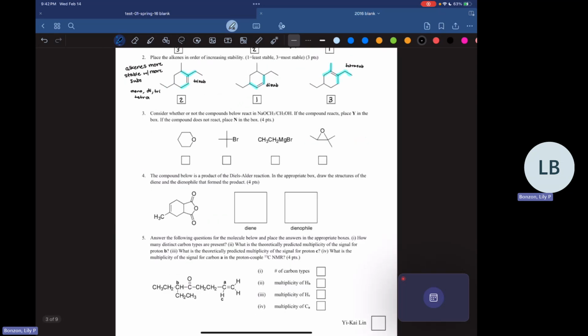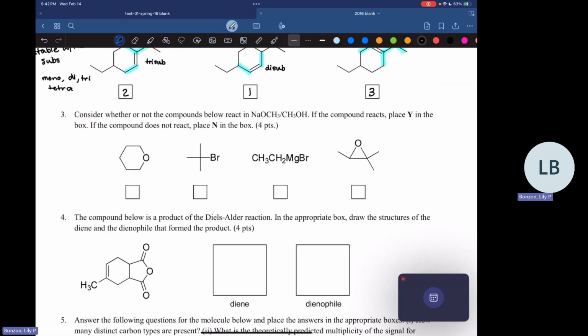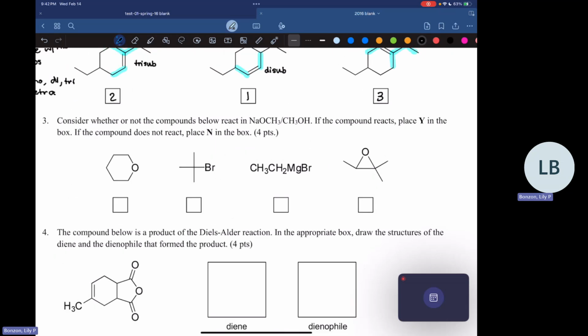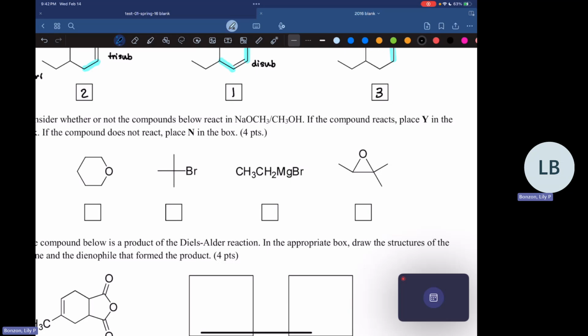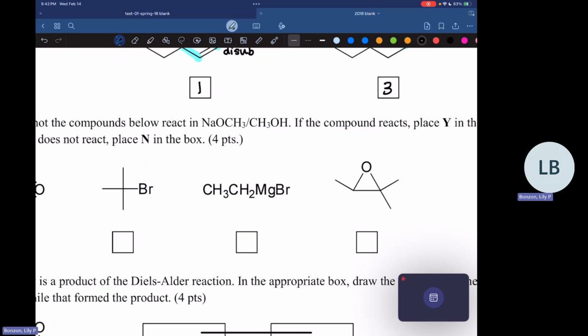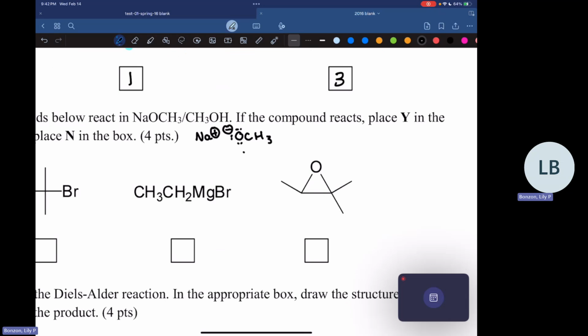All right, so moving on to the third question. So we've got reactivity in NaOCH3 and CH3OH, and so we're going to see if these compounds react with that reagent. So when we look at NaOCH3, keep in mind that this is going to be an ionic pair. So that sodium is positively charged, that oxygen is negatively charged. And so when oxygen has a full negative charge like that, it's going to act as a strong base.